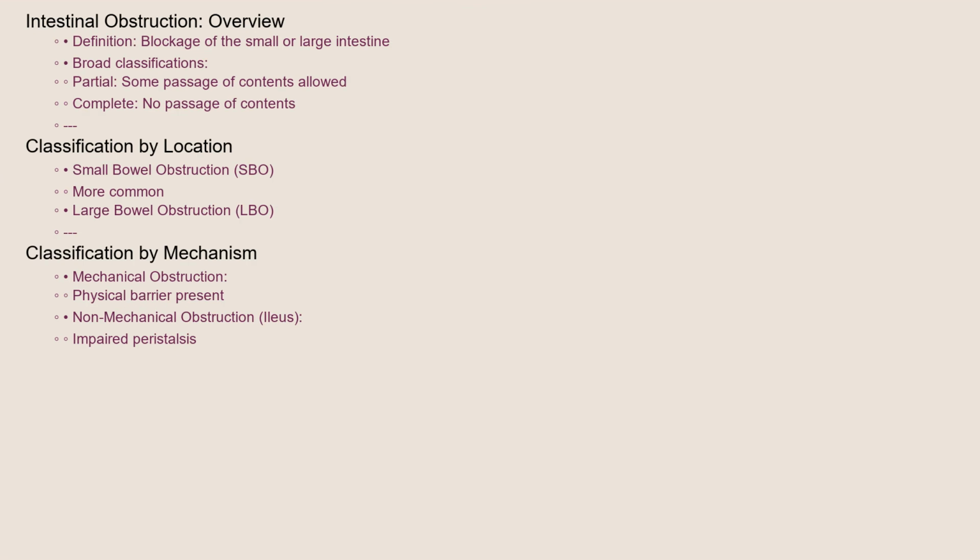Intestinal obstructions can be broadly classified as either partial or complete. A partial obstruction allows some passage of intestinal contents, while a complete obstruction blocks the flow entirely. They can also be classified based on location: small bowel obstruction, which is more common, or large bowel obstruction. Another classification relates to the mechanism of obstruction: mechanical, involving a physical barrier, or non-mechanical, also known as ileus, due to impaired peristalsis. Understanding these classifications helps guide treatment strategies.